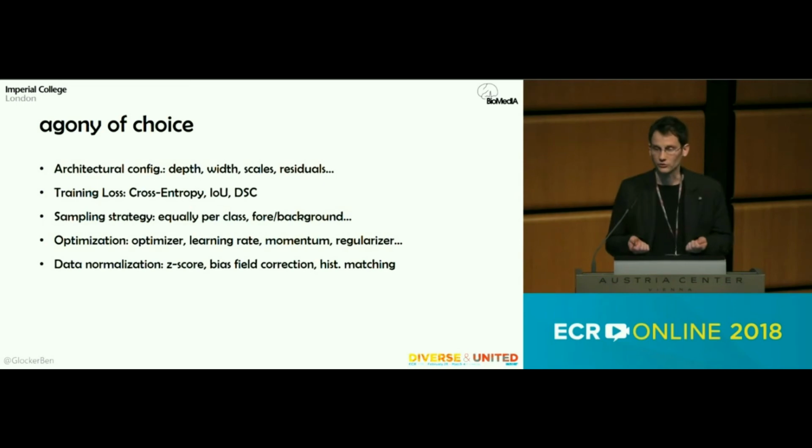So I need to make choices on how to train a system, what the system looks like, what are data sampling strategies, and so on. And all these decisions are made by me as an ML expert, and I might make the wrong decisions, and that might influence the performance of the system. So how do I make the best decision here?